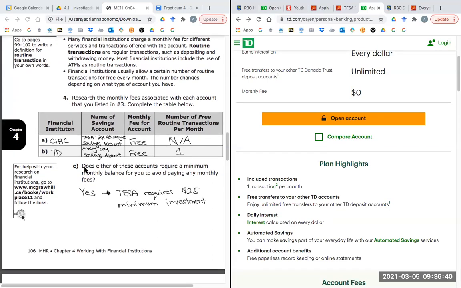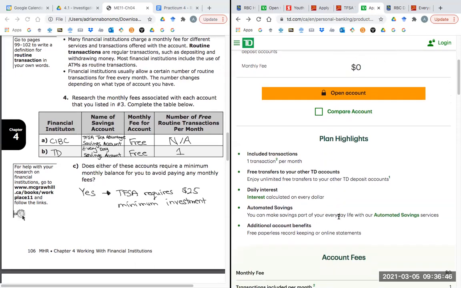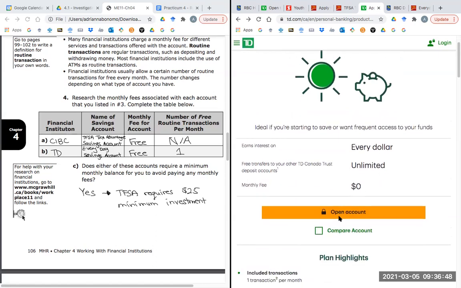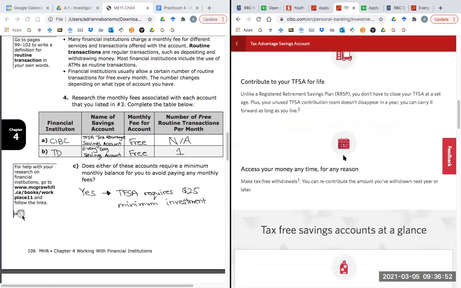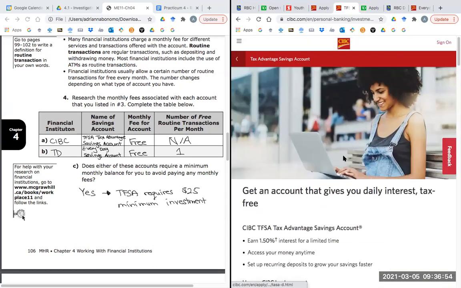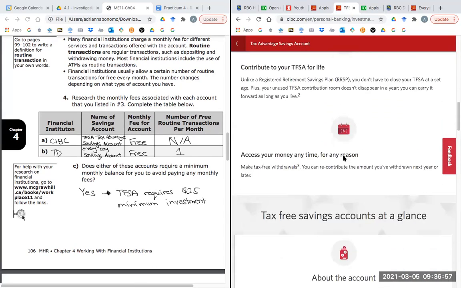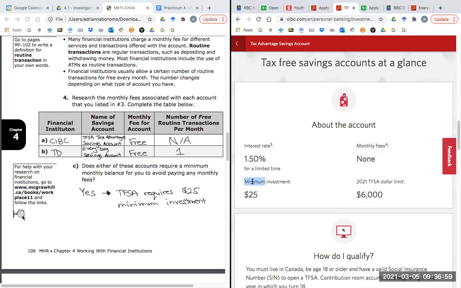So question C says, does either of these accounts require a minimum monthly balance for you to avoid paying any monthly fees? So this one, the TD one, we don't have to pay any minimum monthly balance. However, for the TFSA, right here, it says that we have to put in a minimum of at least $25 into the account in order to avoid any fees.